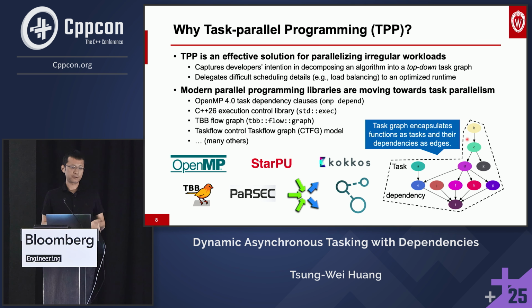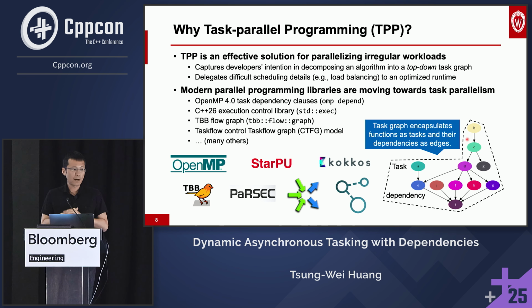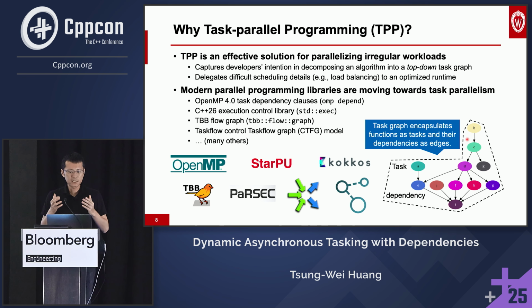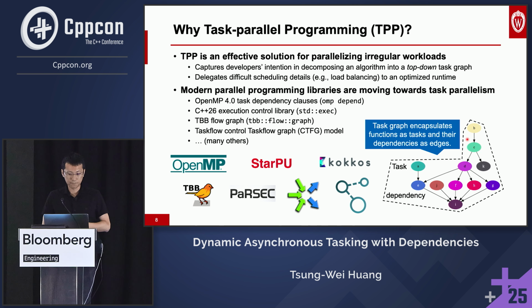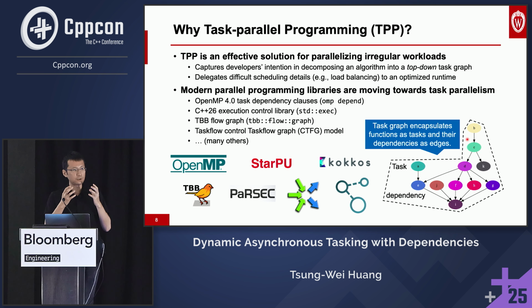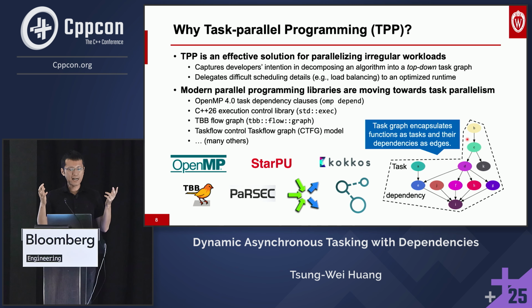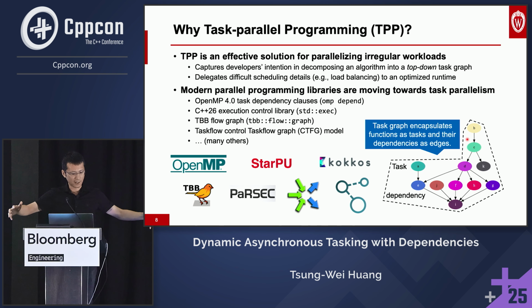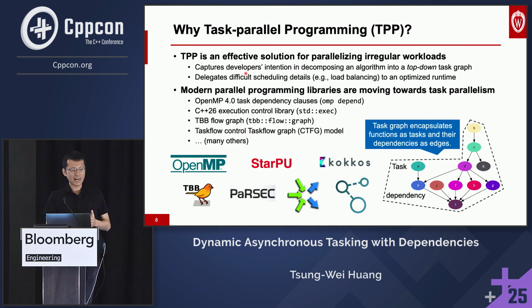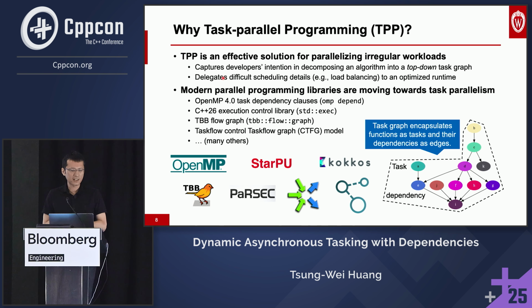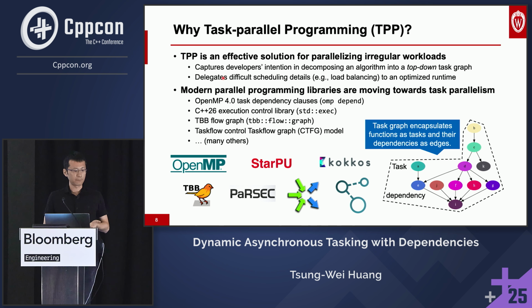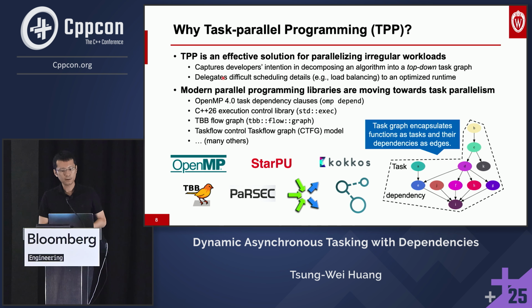Among various solutions, task parallel programming, or TPP, has shown great promise to be an effective solution, particularly for irregular workloads. This is because it allows us to capture developers' intention in decomposing an algorithm into a top-down task graph. At the same time, you can delegate all the difficult scheduling details such as load balancing and concurrency control to an optimized runtime. You don't have to worry about all those details that are difficult to program correctly.